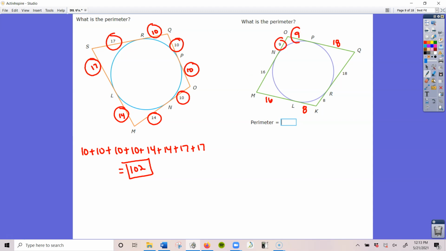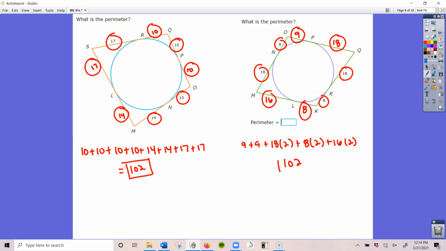Now we're going to combine all of these numbers, adding them together, and that's going to give us the perimeter. So 9 plus 9 plus, you can also do, there's two 18s, so I can do 18 times 2 plus 8 times 2 plus 16 times 2. Up to you. It's really the same thing. So we have 9 plus 9 is 18, plus 18 times 2 is 36, plus 8 times 2 is 16, plus 16 times 2 is 32. And we get a total of 102 again.